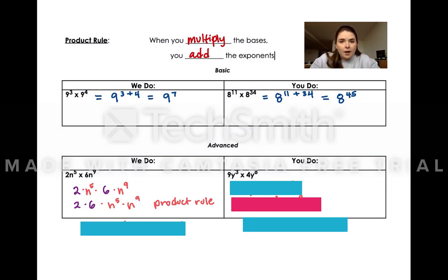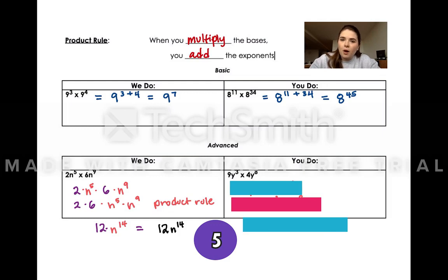Now we're going to apply the product rule to our exponents and combine them into one term. So once we multiply 2 times 6, that gives us 12. And when we use the product rule here to combine our exponents, we are left with n to the 14th power. I rewrote it so that you can see that this is one term.